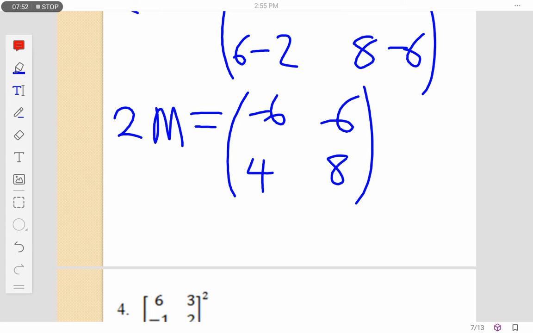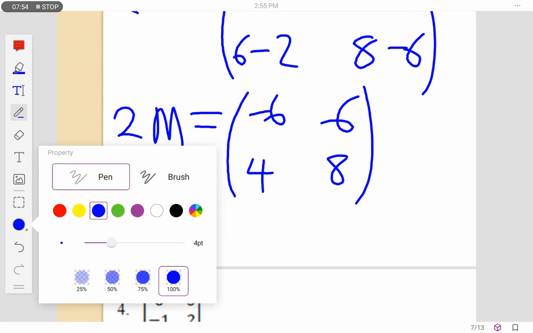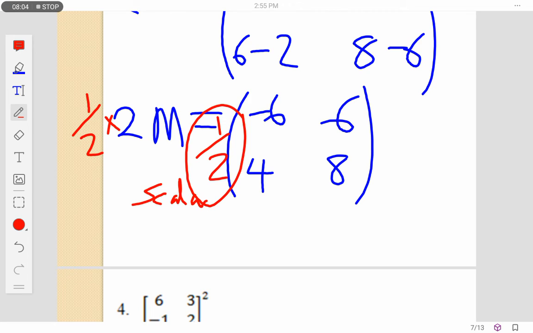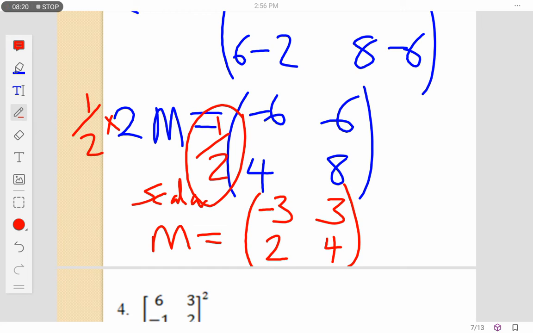So when you want to find the M value, you can multiply by half on all the sides. This half is more like a scalar. So our M becomes half of minus 6 is minus 3. Half of 6 is 3, sorry. It's 3. Then half of 4 is 2. Half of 8 is 4. So our matrix M is that.